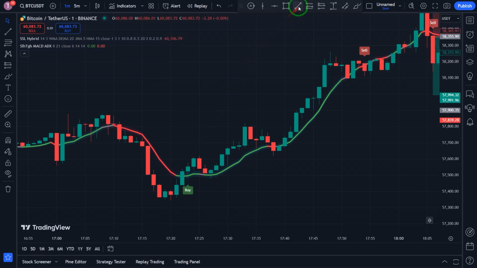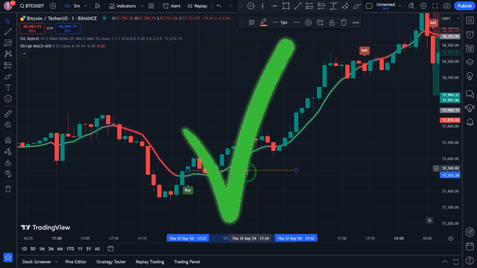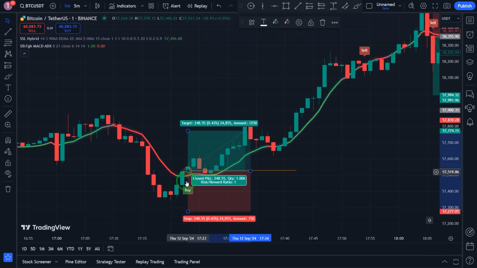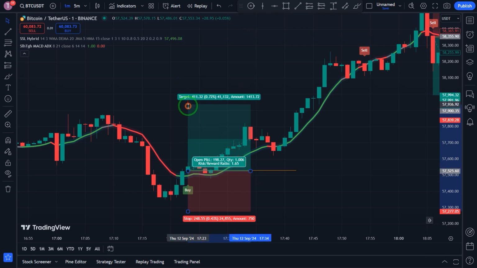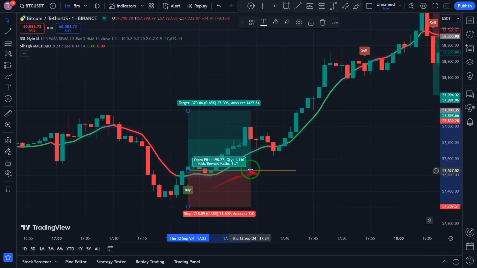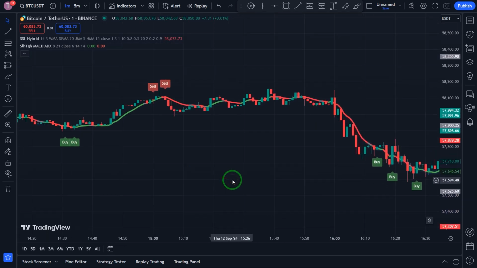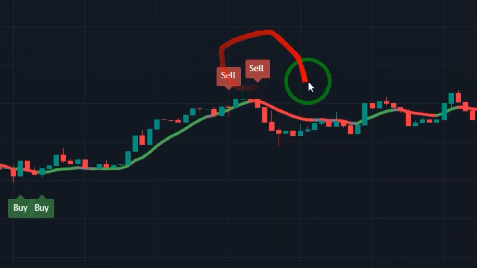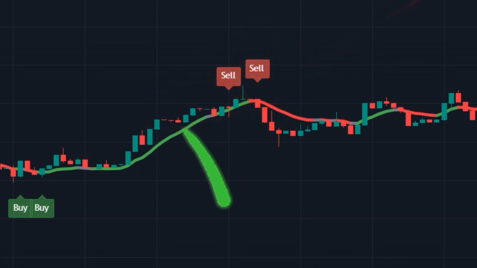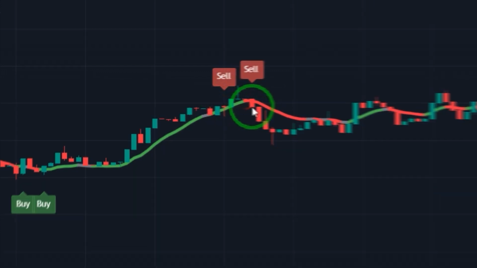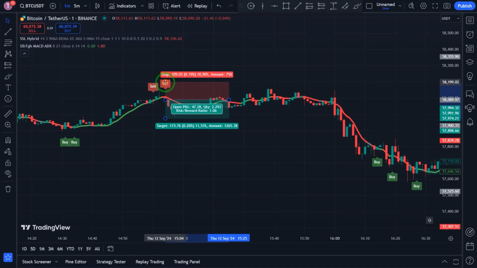Here you can see that all the conditions I mentioned for entering a buy trade are ready, so we can enter a buy trade here and make good profits. Or here you can see that all the rules I told you for entering a sell trade have been met. And here too you can enter a sell trade and make a good profit.